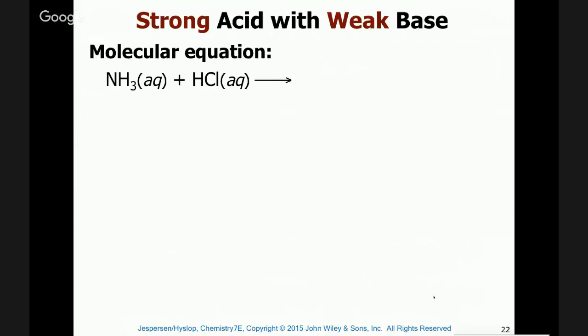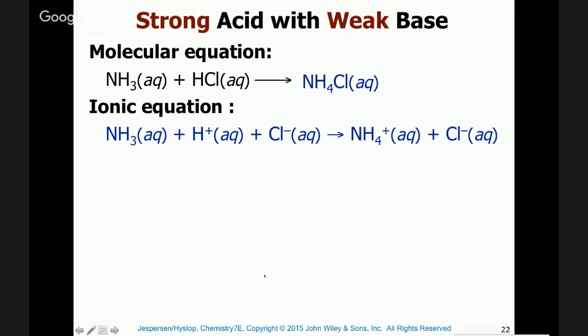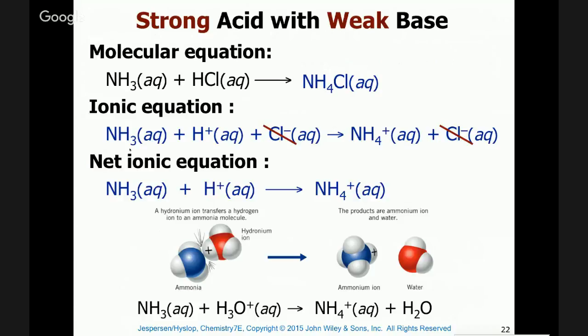What about a strong acid and a weak base? So we have ammonia and hydrochloric acid. Again, this is a weak base. Before we saw a weak acid, but a weak base does not dissociate. Remove our spectator ions, and we have our final net ionic equation.